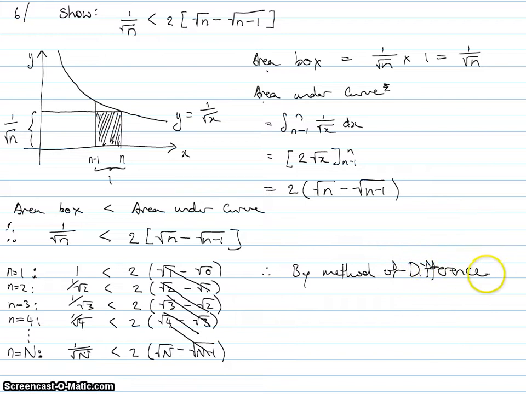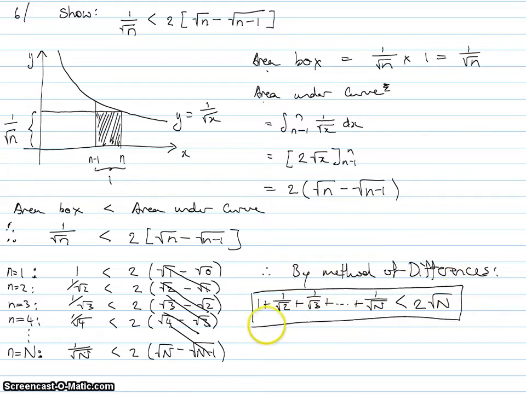what can I say? I can say that 1 plus 1 over root 2 plus 1 over root 3 plus all the way up to 1 over root n is going to be less than, because that's the way all the signs are pointing, 2 root n left, minus 2 times root 0, which is 0. So that we can ignore, and then this is exactly what I was asked to show. So, no worries there.